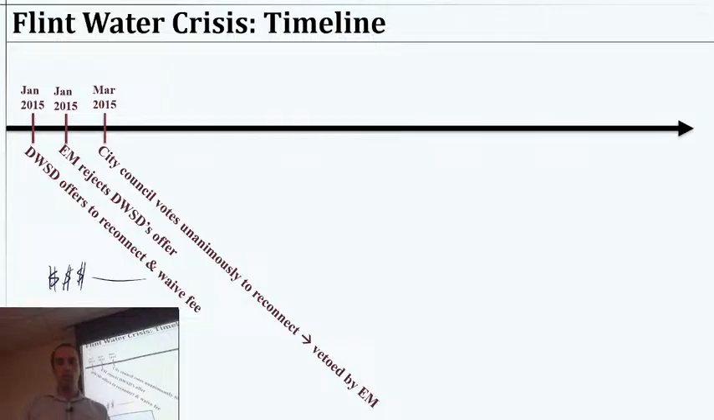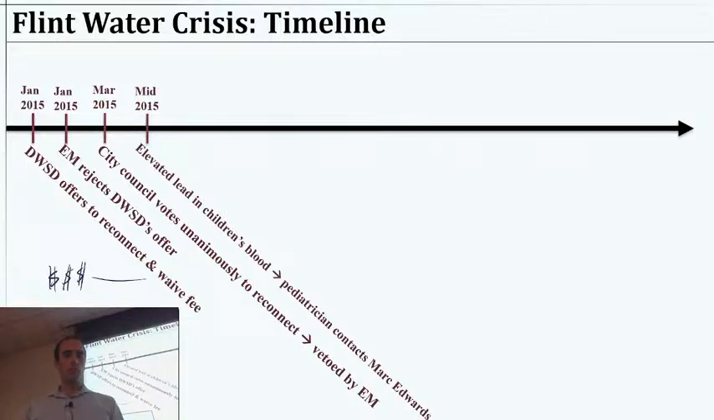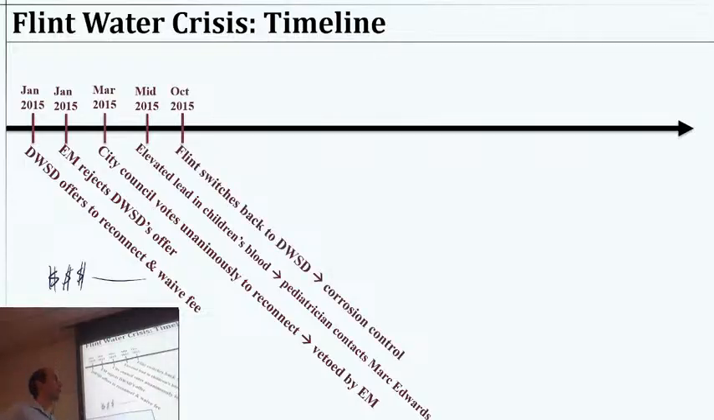And then there were issues with the lead and copper rule not catching the lead in the water. By mid-2015, there was a pediatrician that recognized that her children's blood samples were way too high in lead and was very concerned. This was in Flint or nearby. She contacts Mark Edwards, who had worked on similar issues, I think in DC, perhaps elsewhere. And that kind of kicks off the first time where we recognize there's lead in the water.